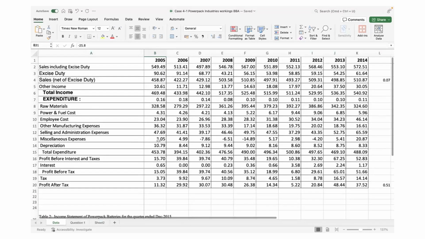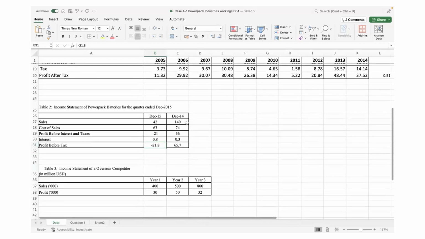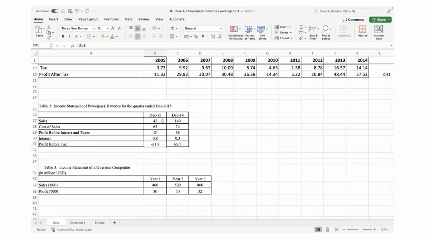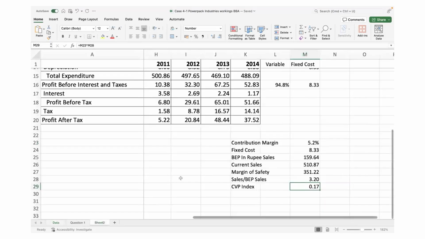At 42 for the quarter, it is not going to be anywhere near 510, right. 42 multiplied by 4 is only 160 or something like that, which means that our break-even point is 159 and our sales will be closer to that number. So, therefore, the company is likely to post a loss.